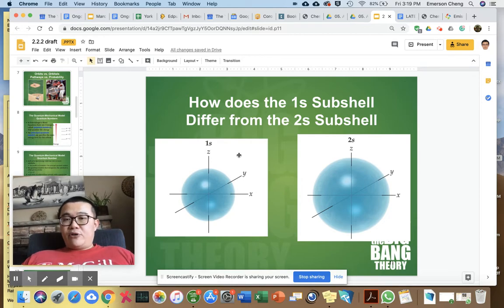Now, the shape of the shell. How does the 1s subshell differ from the 2s subshell? So this is the part where I'll ask you to pause, and on your Edpuzzle, write down your answer. How does it look different?